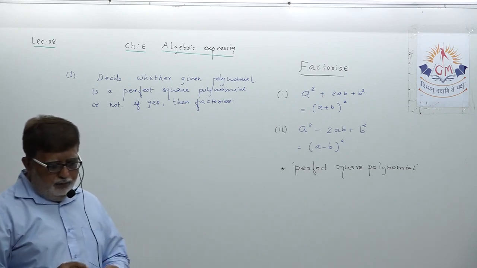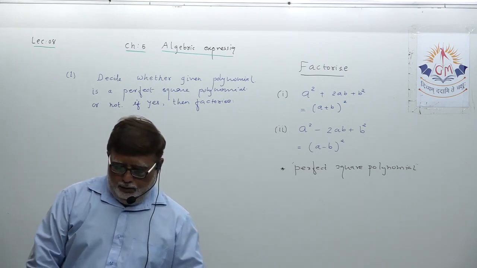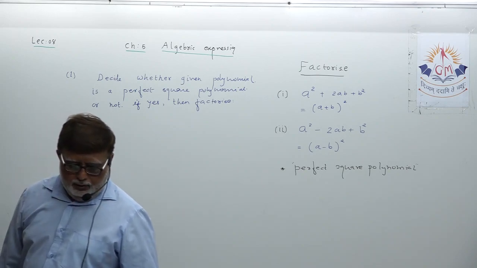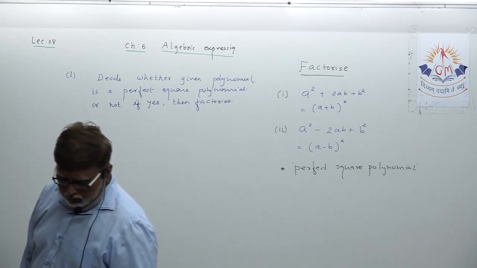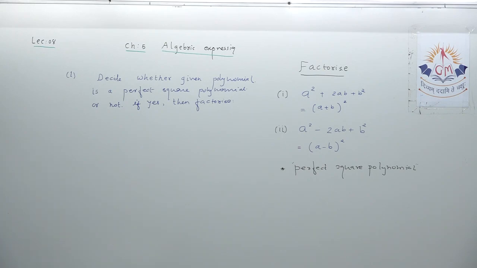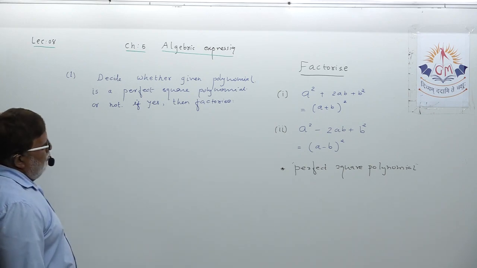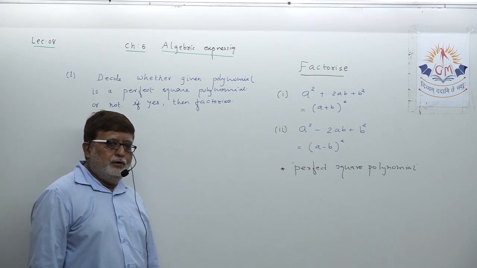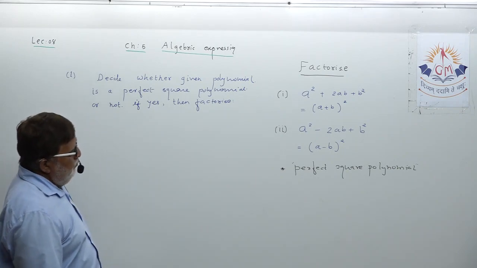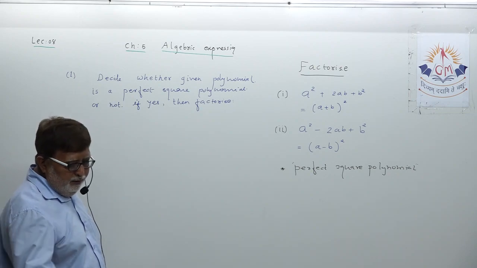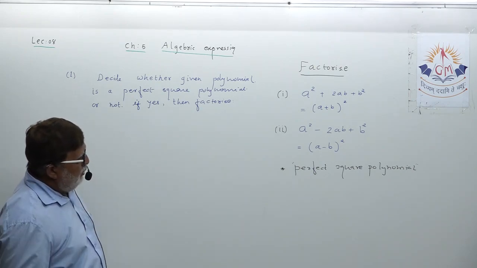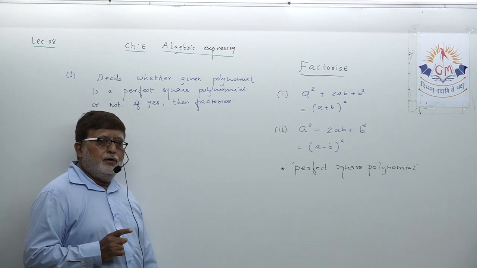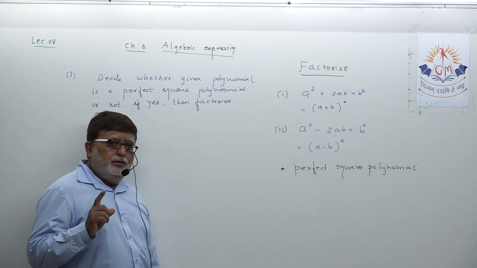Decide whether the given polynomial is a perfect square polynomial or not. And if yes, means if it is a perfect square polynomial, then we have to factorize it. Concentrate here. I am taking one polynomial.